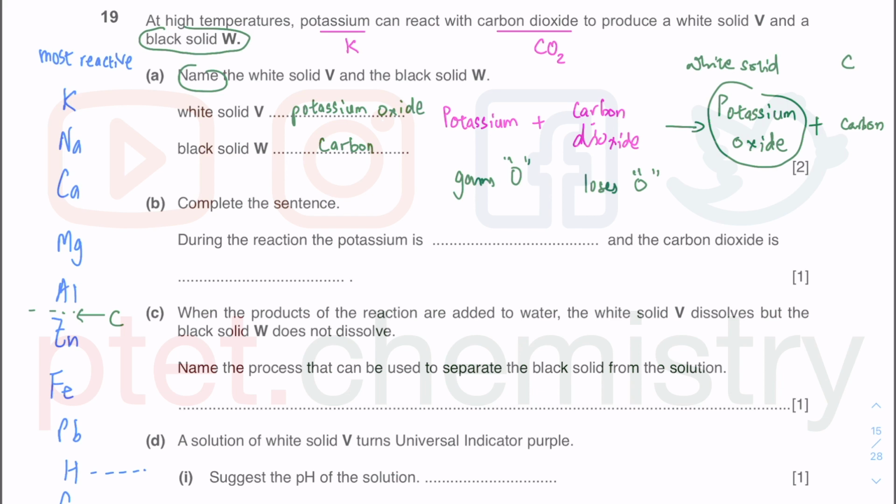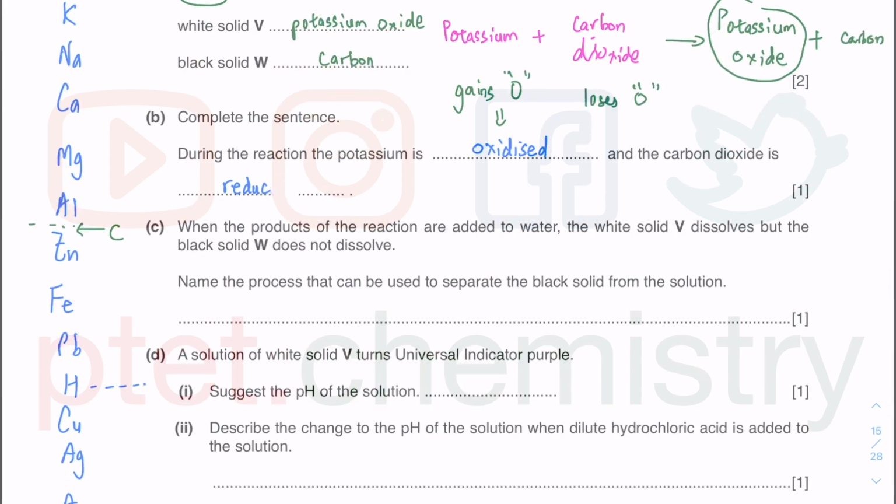So during the reaction, the potassium gains oxygen, gaining oxygen or accepts oxygen, receive oxygen. There's a word for it. It's called reduction. So it is reduced. Oh, hang on. No. I don't know what I was talking about. Gain of oxygen is oxidation. Sorry. Gain of oxygen is oxidation. So the potassium is oxidized and the carbon dioxide loses the oxygen. So the carbon dioxide is reduced. So that's the proper term for it.